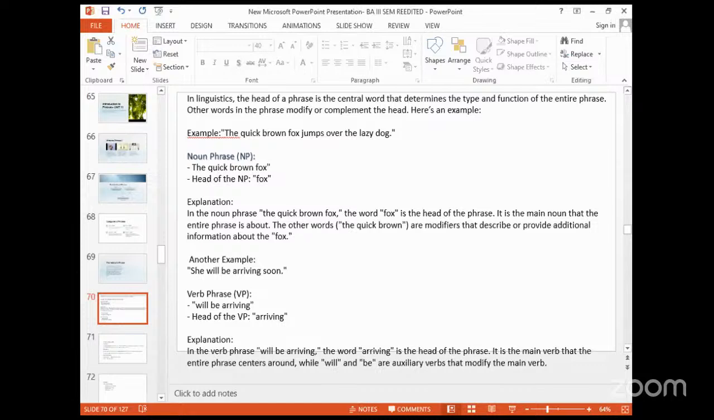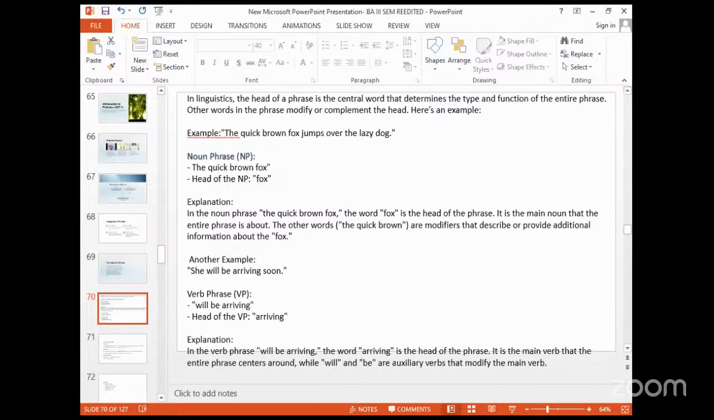So here it is a noun phrase, right? Look at this: the quick brown fox. The head of the noun phrase is fox, right? So the fox is the noun over there, and that is the head of the entire group of words.